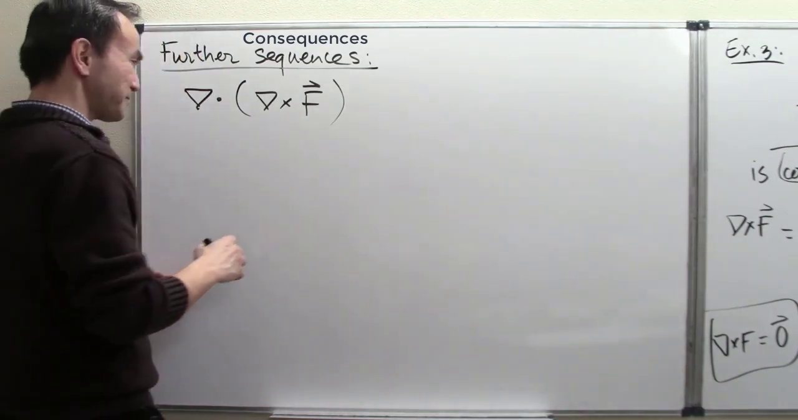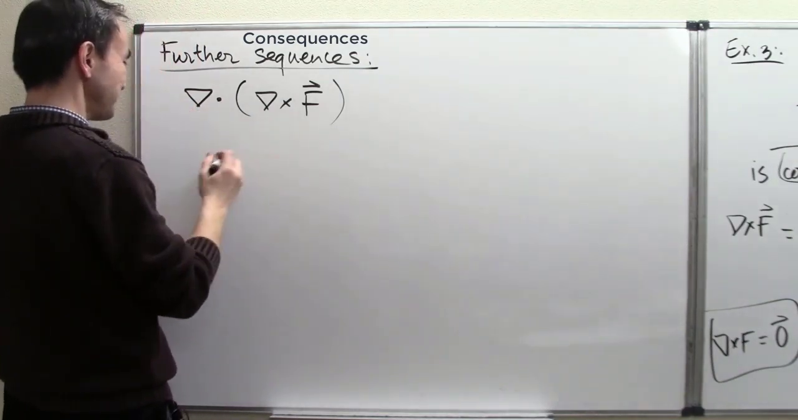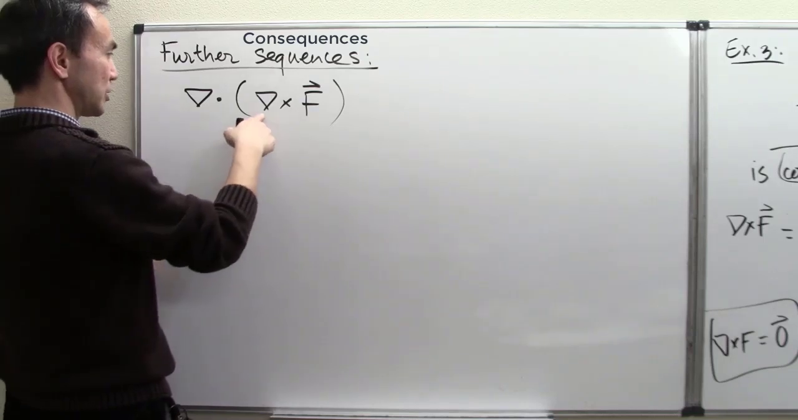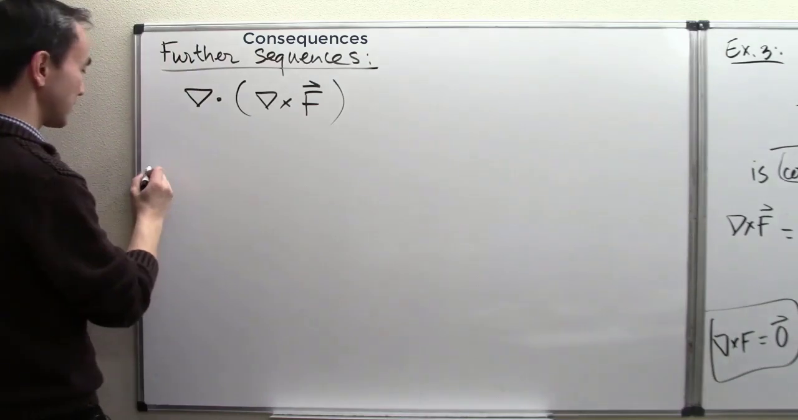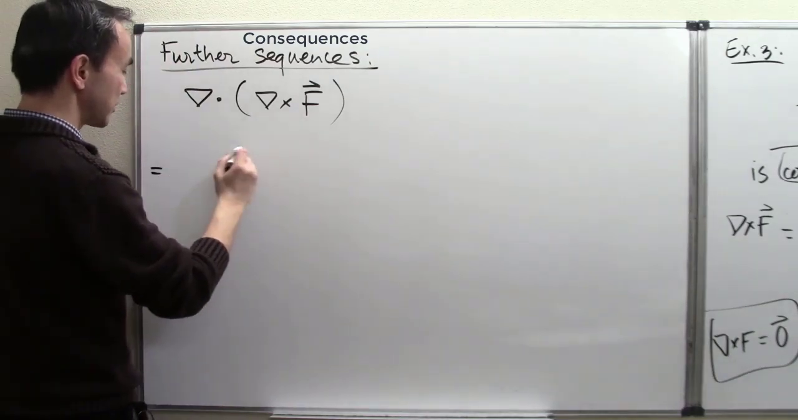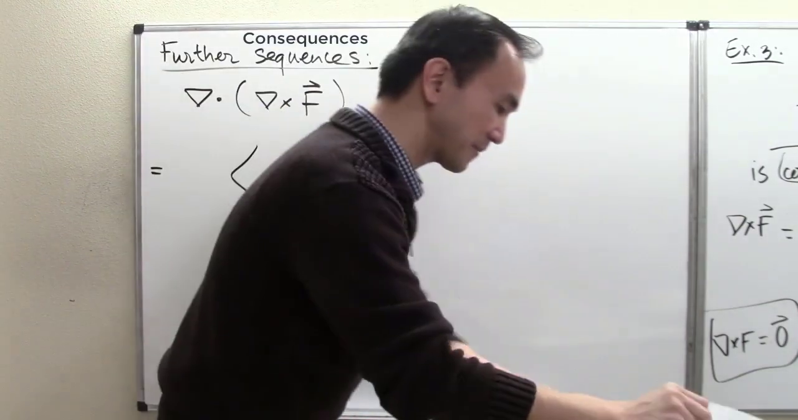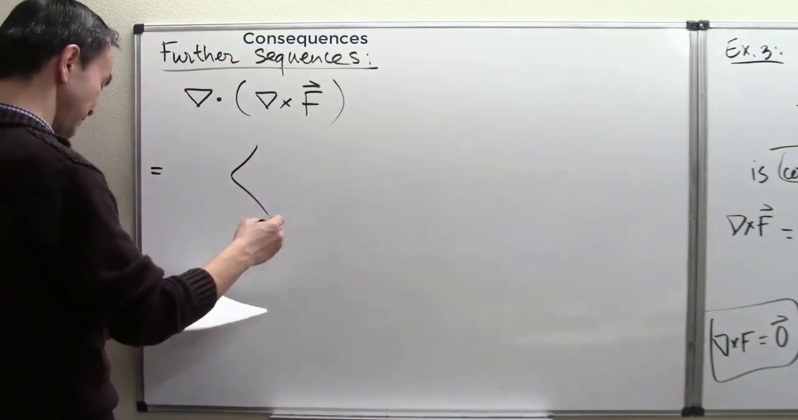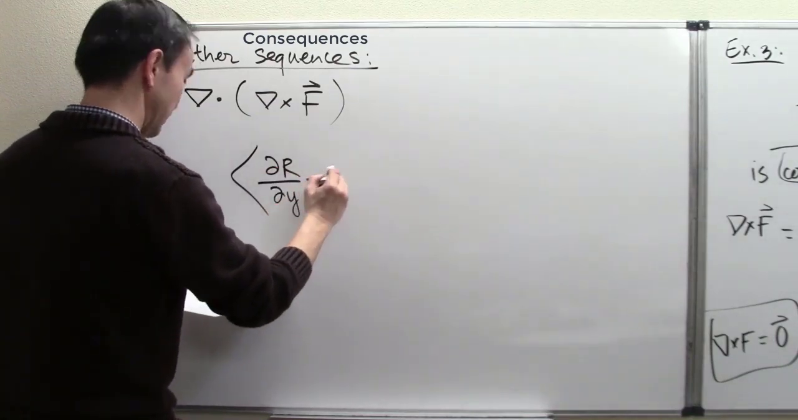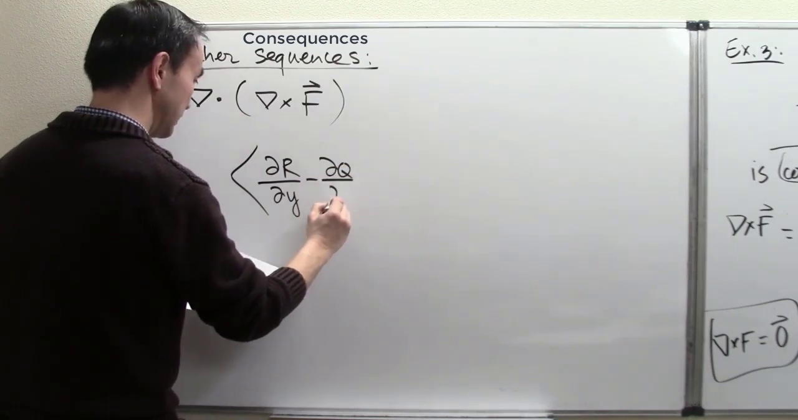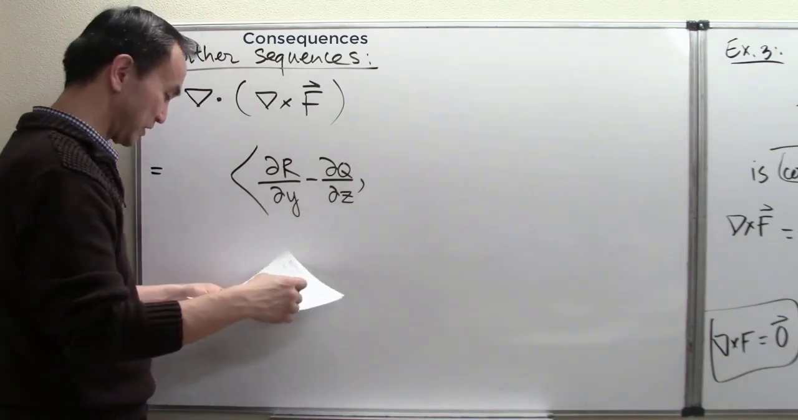Think about it this way. The curl of F, and I need a lot of space here, is 3 components in the following form: dR/dy minus dQ/dz. Without the determinant, you can see that I have to use a paper to copy down the formula.